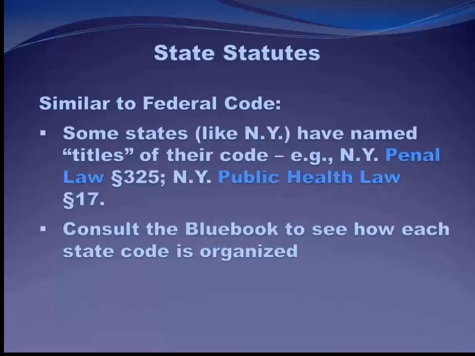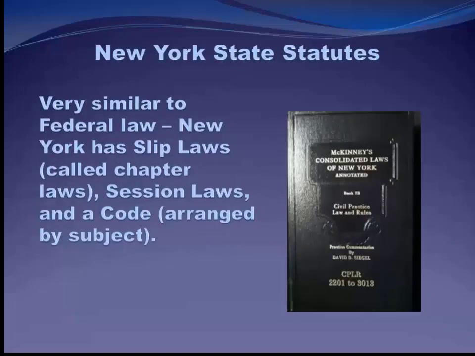Some states like New York have named the titles of their code. So in New York, we have the New York Penal Law, the New York Public Health Law, and if you're trying to cite it, you consult the Blue Book and see how each state code is organized so that you can cite to it. So in New York, we don't have an official code that's printed by New York State. Here's McKinney's, and this is the one that you'll usually see.